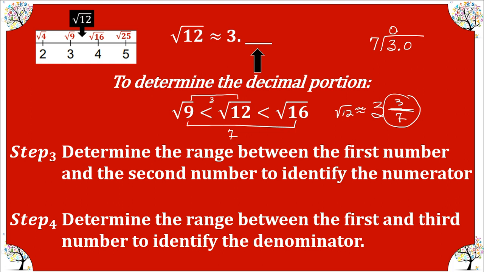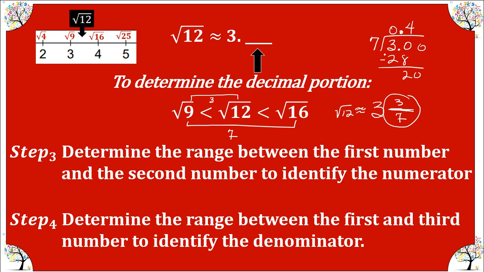7 goes into 3 0 times. 7 goes into 30 about 4 times. 4 times 7 is 28. And usually they will say round to the nearest tenth. So we can go ahead and go one more decimal place value out. And 30 minus 28 is 2.